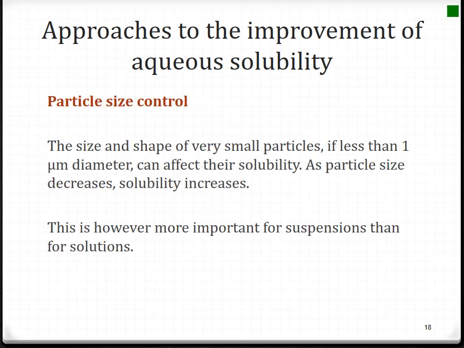The fifth approach to improve aqueous solubility is to control the particle size of the drug. The smaller the particle, the better its solubility will be. However, this is more important when making suspensions rather than solutions.